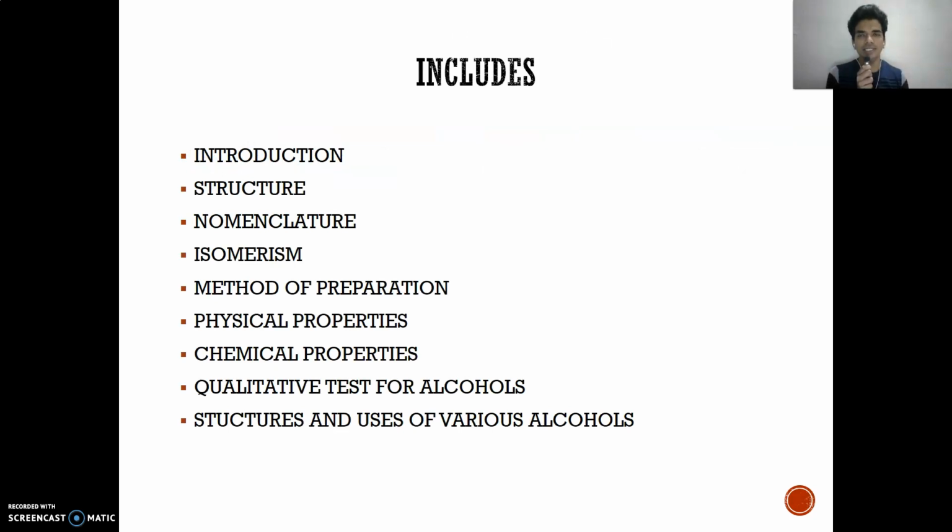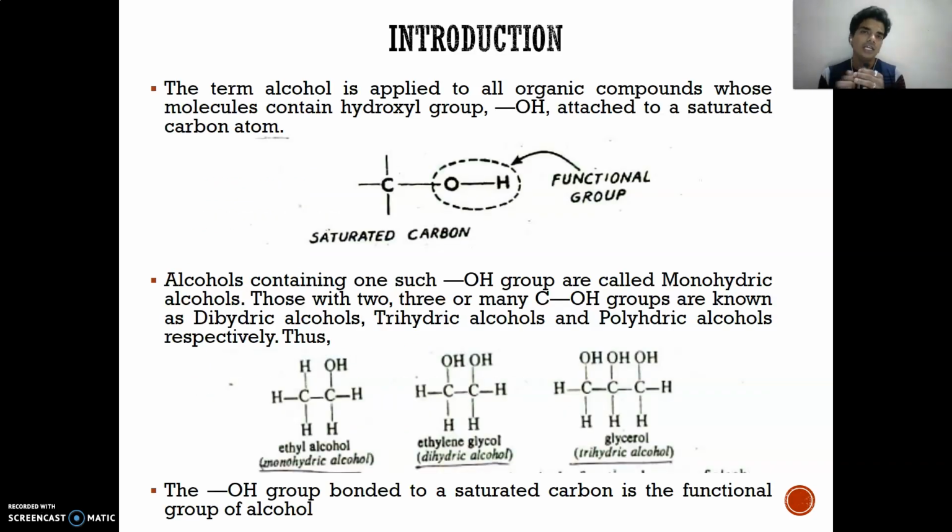What does it include in this presentation? It includes the introduction of alcohol, structural features, structure of alcohol, nomenclature of alcohol, isomerism of alcohol, methods of preparation of alcohol, physical properties of alcohols, chemical properties of alcohol, and the qualitative tests for the identification of alcohol. That is a very important point and is also included in this. Then the structure and uses of various types of alcohol, which are specified in your syllabus, as we saw earlier.